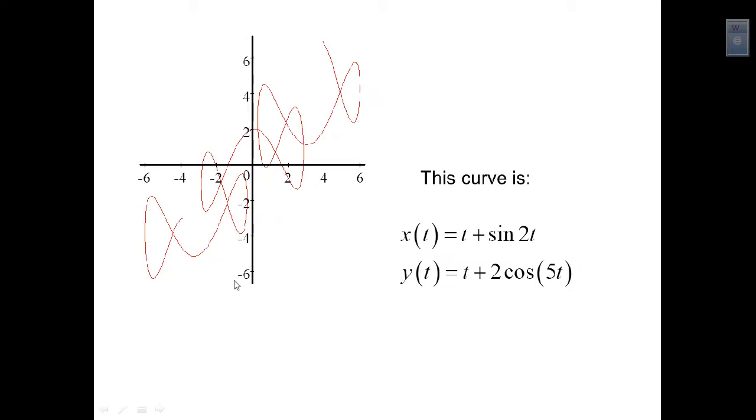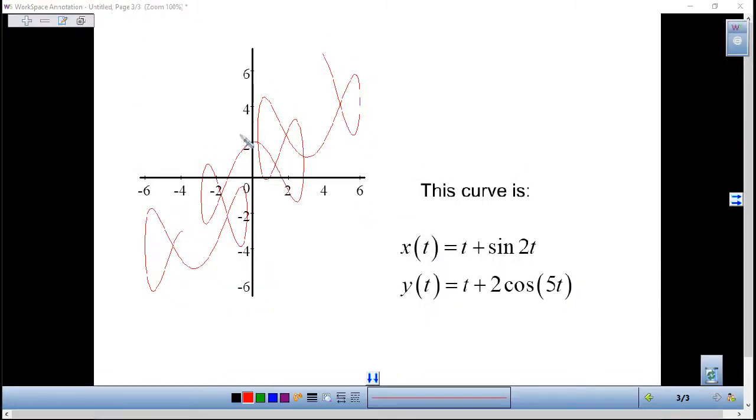All right, this curve right here is x of t equals t plus sine 2t, and y of t is t plus 2 cosine 5t. Just to give you an idea of how complicated things can be. Remember, your x is based on t, your y is based on t. The way you form one of these things, you just have to do it over and over again, but we'll say when t is 0. If t is 0, what is 0 plus sine of 0? Well, that's 0 plus 0, which is 0. And here, what's 0 plus 2 times the cosine of 5 times 0? 5 times 0 is 0. Cosine of 0 is 1. So we end up with 0 plus 2 times 1, which is 2. And there's your point (0, 2) right there.